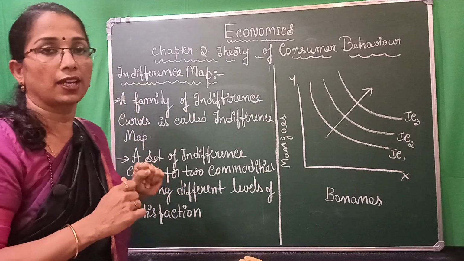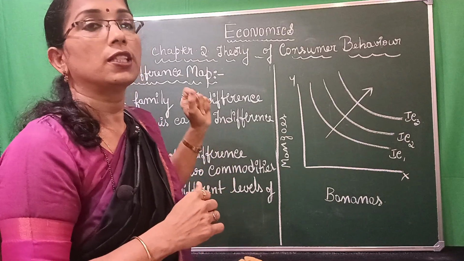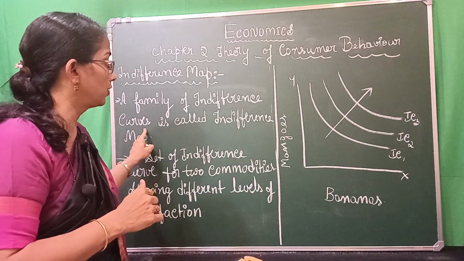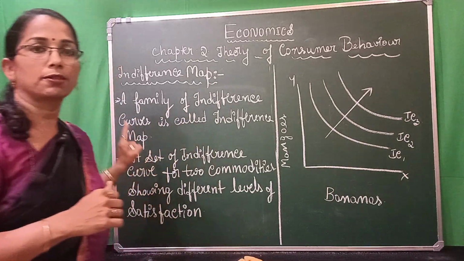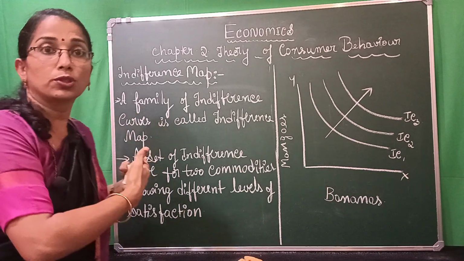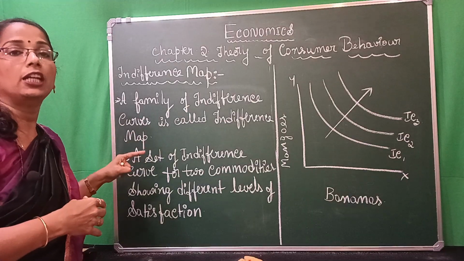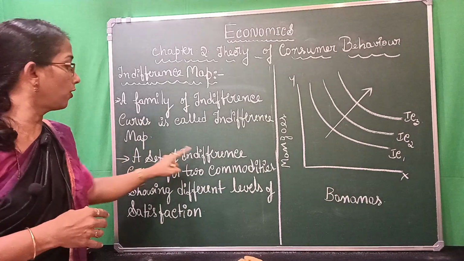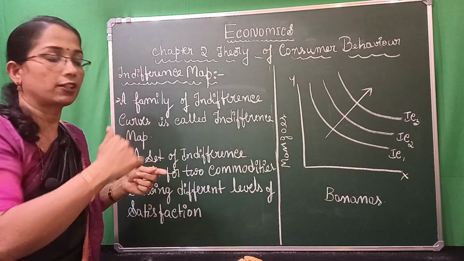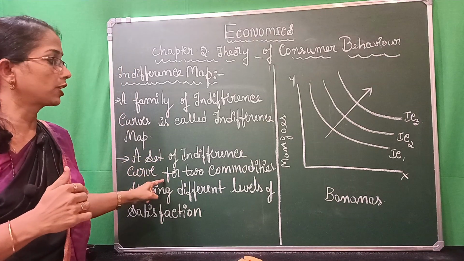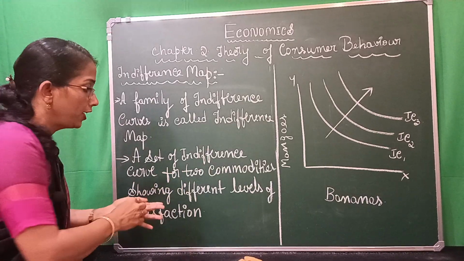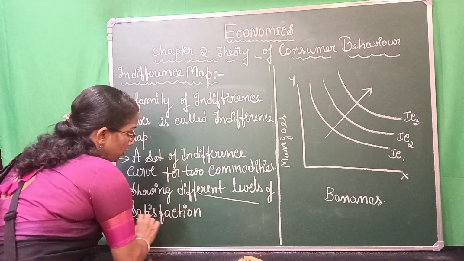Now let us understand in detail what is an indifference map. A family of indifference curves is called indifference map. Let us understand one more definition or one more simpler explanation of the indifference map. It is a set of indifference curves. Set. Not only one, many indifference curves are there. Set of indifference curves for two commodities showing different levels of satisfaction.